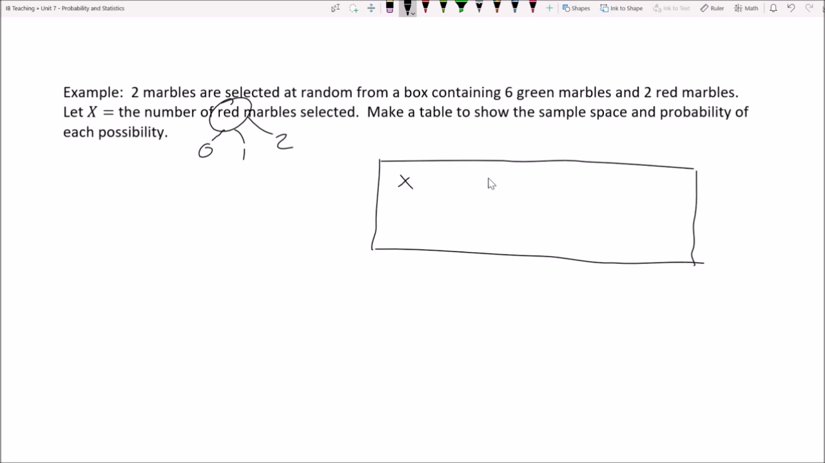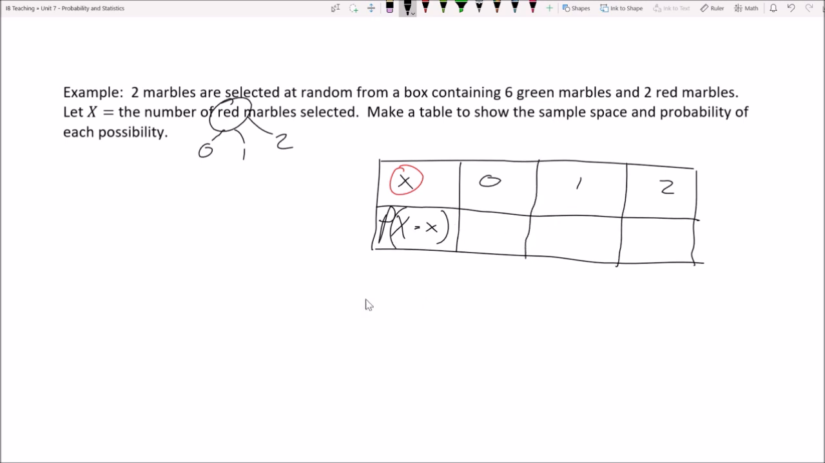So we can make our table. So the outcomes of 0, 1, and 2, and maybe I'll circle this in red so we know that we're talking about the number of reds. And then down here we'll have to include our probability. So the probability that the random variable achieves each of those x values. Alright, so here we go. 2 marbles selected at random, and let's do this first. Let's find the probability of getting no red marbles.